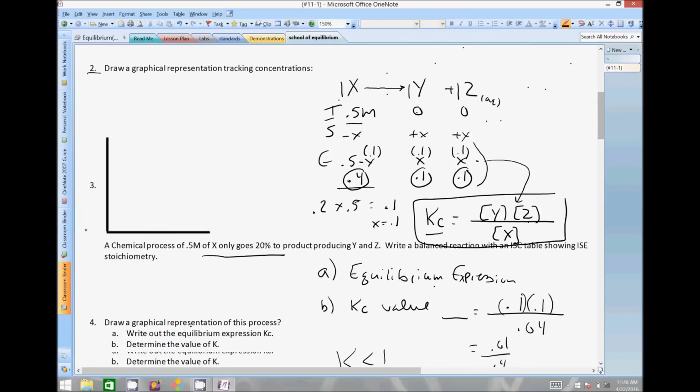I'm going to say that this is the concentration of X. On my products, let's go with Z and Y. Y and Z. And I'm going to have only one line for them because they can't ever deviate. Start with 0, and I'm always going to gain the same amount. And let's say this represents the concentration of X. And this is the time at which I hit equilibrium.